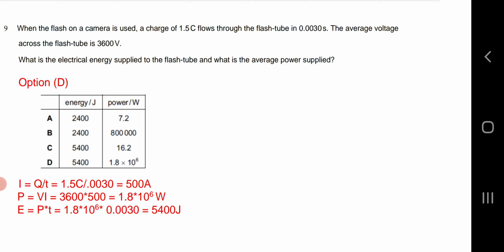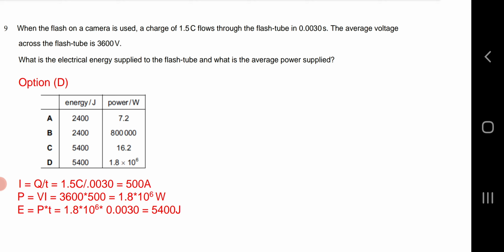Question number 9. When the flash on a camera is used, a charge of 1.5 coulomb flows through the flash tube in 0.003 second. The average voltage across the flash tube is 3600 volt. What is the electrical energy supplied to the flash tube and what is the average power supplied? So first of all, calculate the current. Current is Q by T. Q should be in coulomb and T should be in second. So I is 500 ampere.